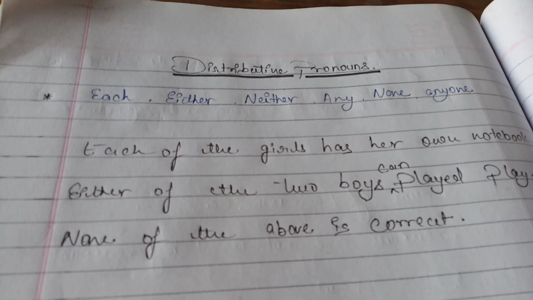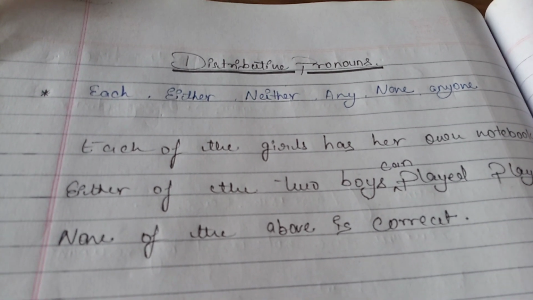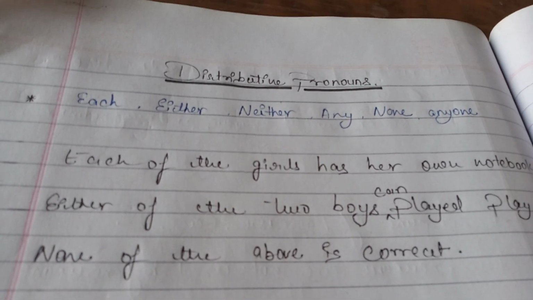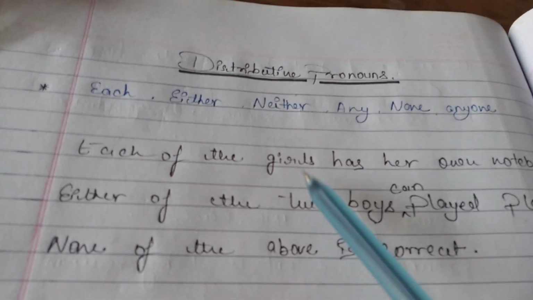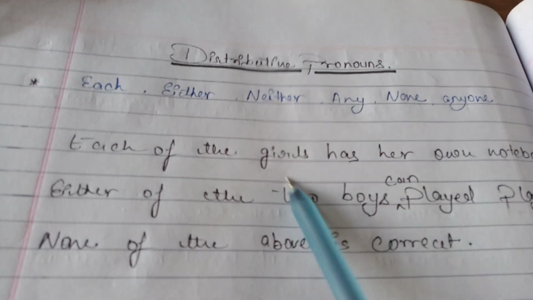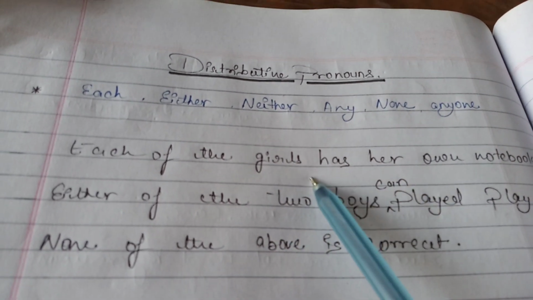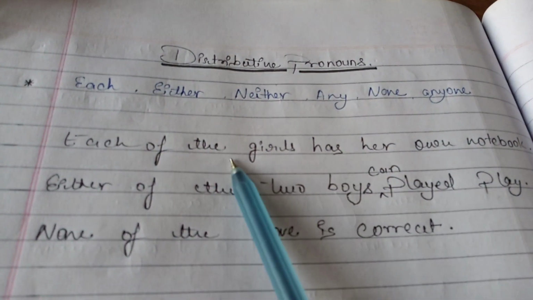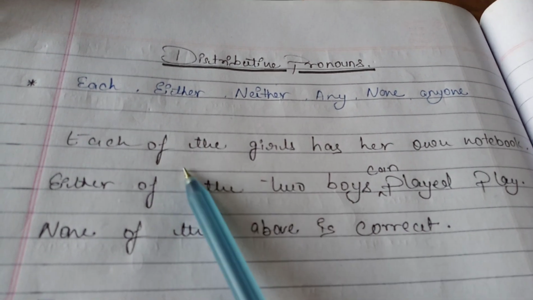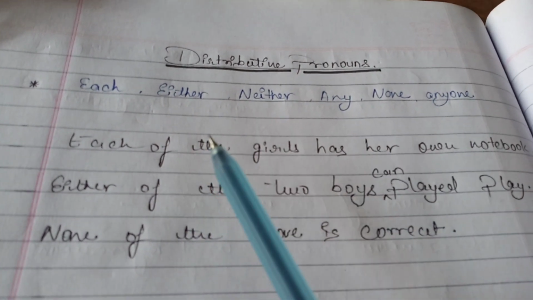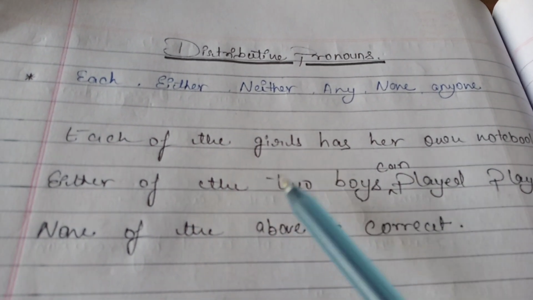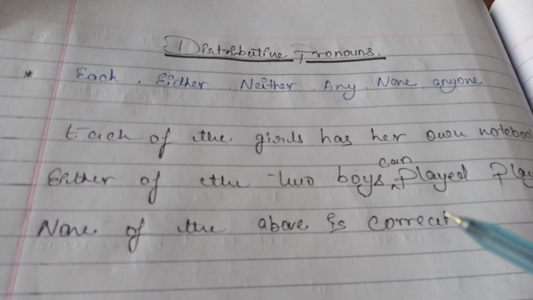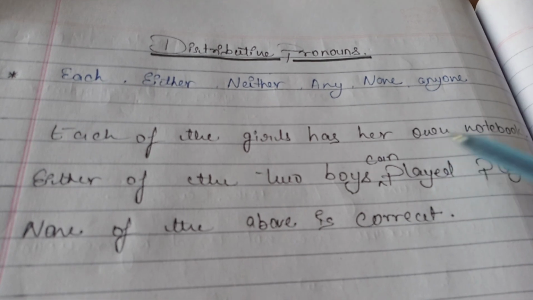For example, we can say each of the girls has her own notebook. In this sentence, we are saying each of the girls, which means we don't know if it is two girls or more than two girls. How can we know this? Each of the girls. There is no numerical value given. So that means there are more than two girls.